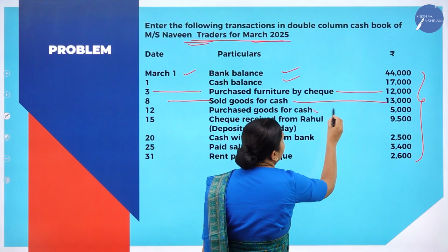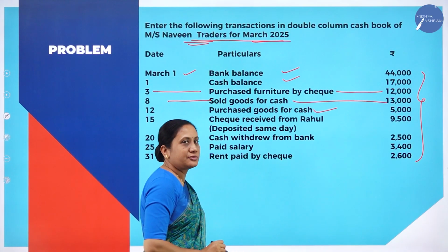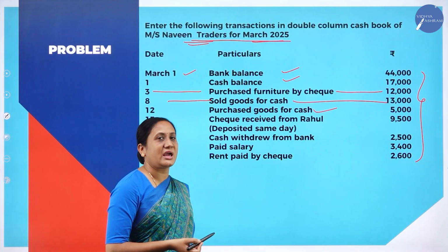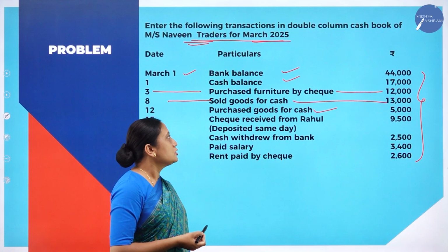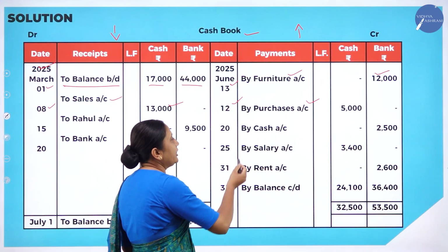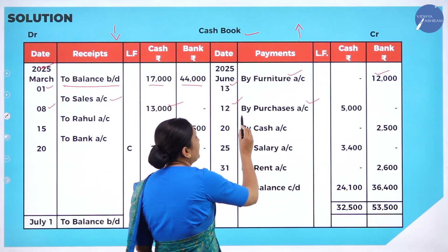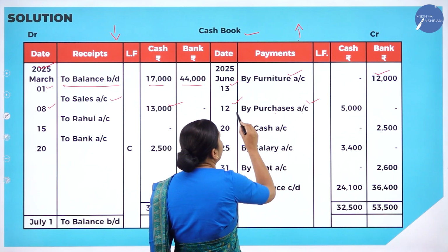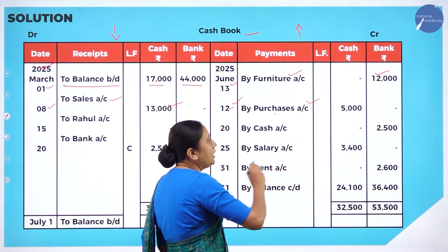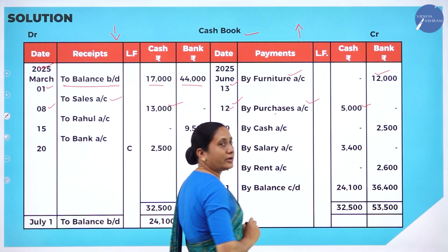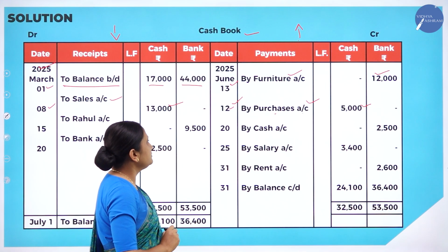Purchased goods for cash. They are buying goods for cash. By giving cash, they are purchasing goods. So which side do we have to enter? We have to enter it on the credit side because cash is going out of the business. We will write it as by purchases account and the date in the date column. How much are we paying? 5,000 we are paying. So in the cash column, we have to write 5,000.